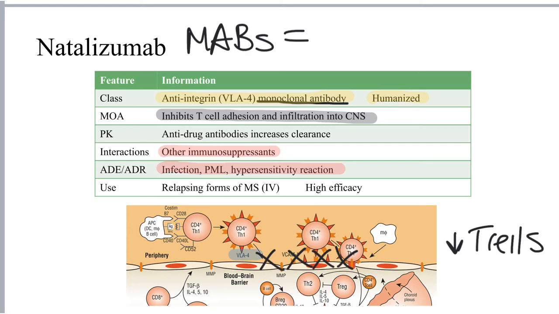One of the pharmacokinetic aspects to look out for with natalizumab and other monoclonal antibodies is the formation of anti-drug antibodies. These actually increase clearance of natalizumab from the body and can decrease the effectiveness of the drug over time. Natalizumab is indicated for relapsing forms of MS. It is administered via IV and is considered a high efficacy DMT.